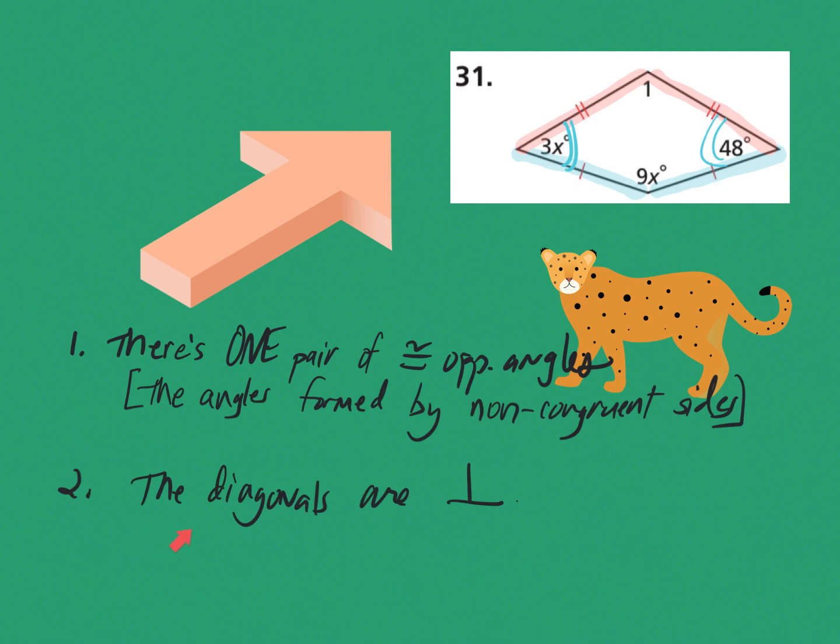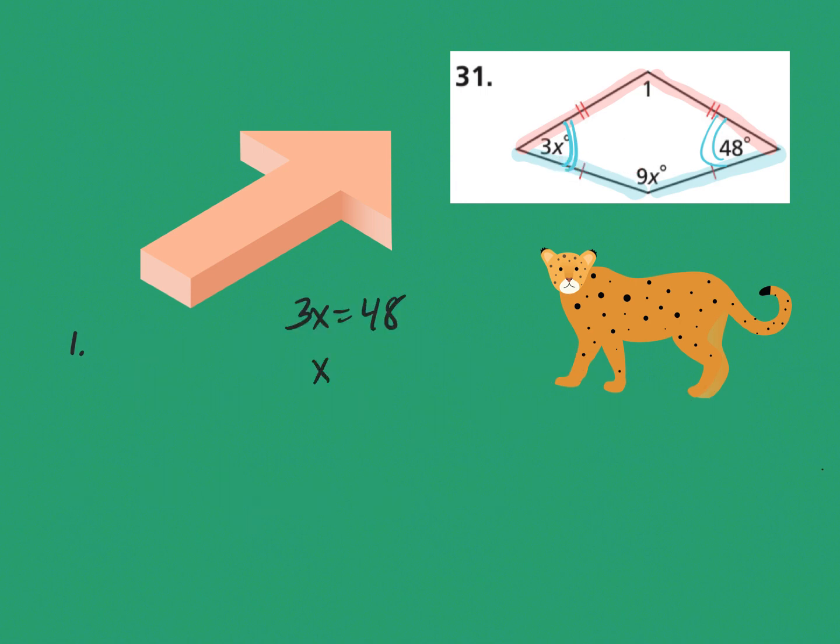The second property we should know about kites is that the diagonals are perpendicular, but that property isn't used for number 31. For number 31, the non-congruent sides form angles, and those two opposite angles are congruent. Therefore, 3x is equal to 48, which means x must be 16 degrees. And therefore, 3 times 16 is 48 degrees, but we already knew that because they were congruent. And 9 times 16 is 144 degrees.